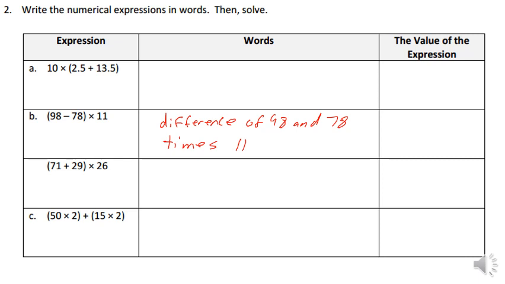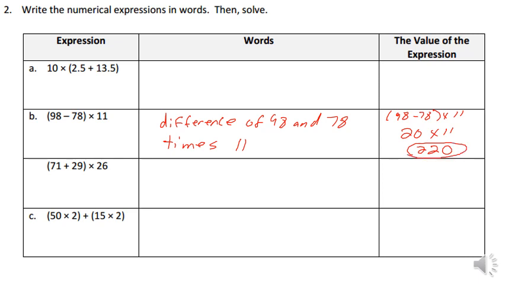Now to express the value of it, we have 98 minus 78 times 11. We have to do what's in parentheses first. So 98 minus 78 is going to give us 20 times 11. Now I know, from what we've done before, 2 times 11 is 22. Adding our 0 is 220. So the value would be 220.